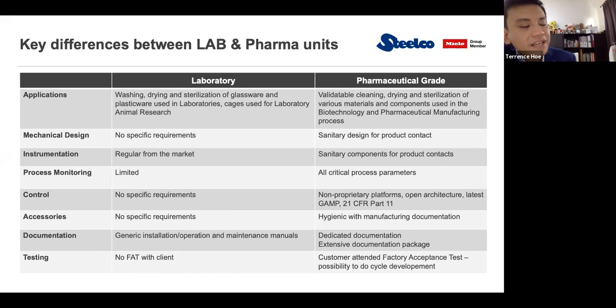Lastly, when the system is ready in the production area, in the lab the end users will not ask that we do a factory acceptance test. But in the pharmaceutical grade, they will do this factory acceptance test before they accept the system itself. Sometimes they also want to test their product in the factory, so they send their product or their equipment to our factory to do the cycle development with the customer itself. Of course, now it's a period of COVID-19, so all this FAT is done remotely, online.